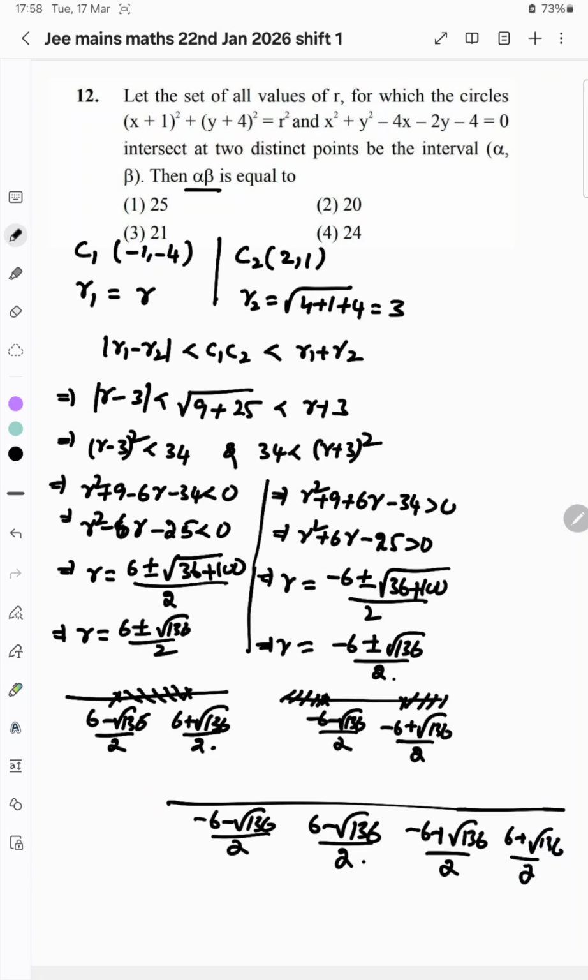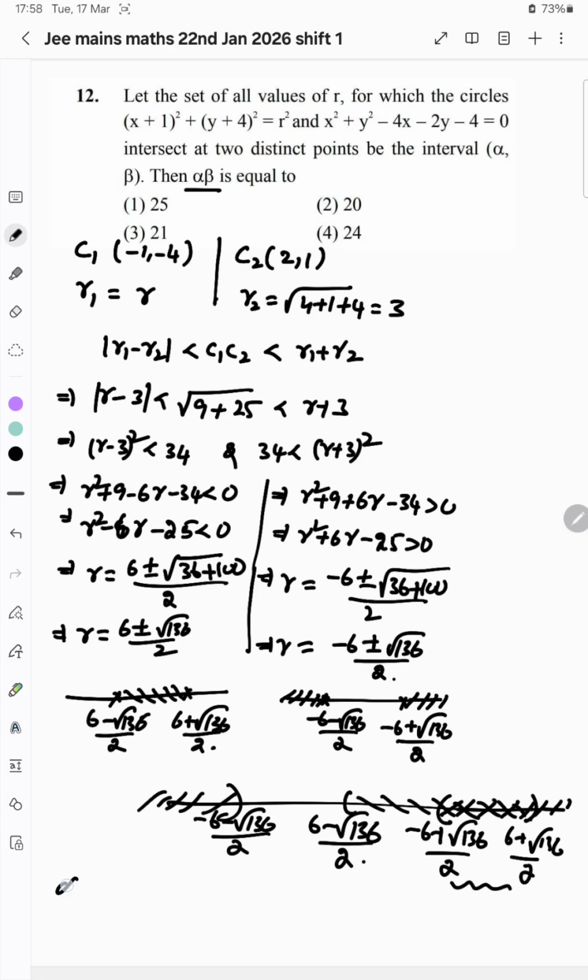So now we can see solutions from here to here. Next, from minus 6 from here to (-6 + root 136)/2, solutions are there. So you can observe the common part clearly. This is the interval. So alpha value we can take as (-6 + root 136)/2. Beta value we can take as (6 + root 136)/2.